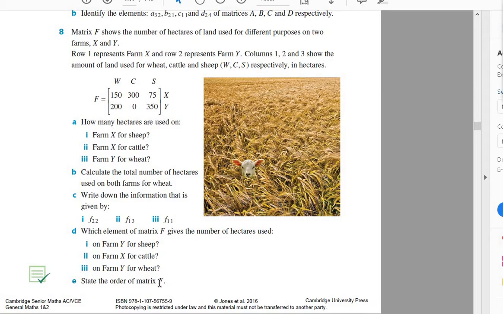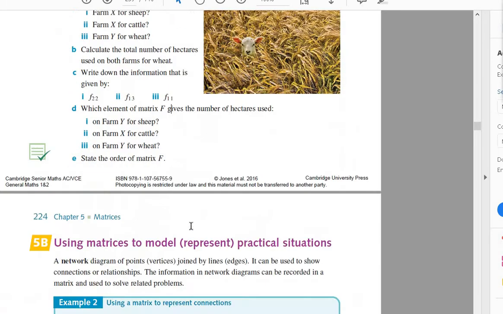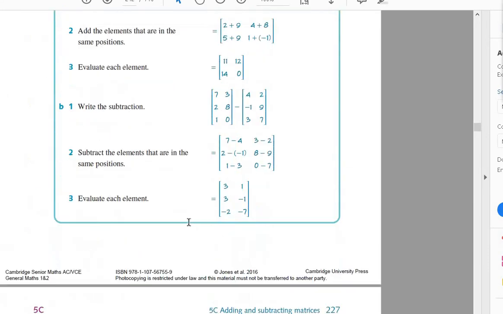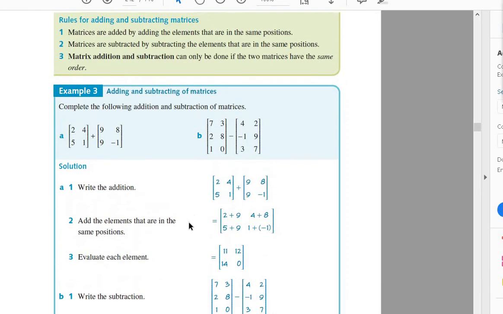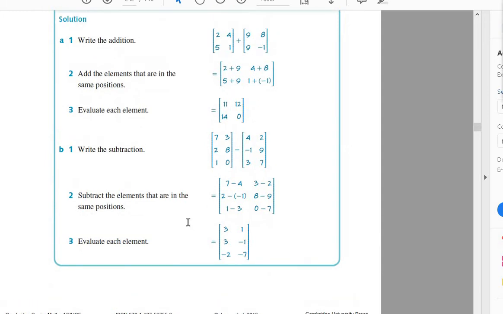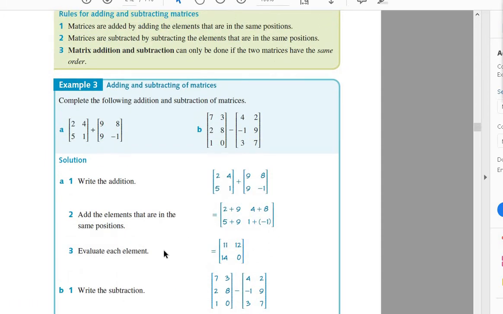Wait. What is the order of matrix F? F, it is 2 cross 3. Brilliant. So that is what 5A is pretty much all about. Okay, it's straightforward. Very straightforward. Yes. I'm now jumping on to 5C, which talks about addition and subtraction of matrices.